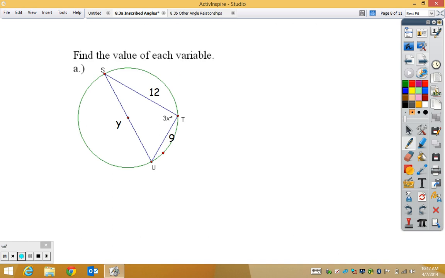So if we look now at this example, we want to find the value of our variables x and y. And again, we see we have a diameter, SU, crosses through the center of our circle. And so if we have that diameter, it's our hypotenuse of the triangle, it's the longest side. So we can say that this is a right triangle. So we'll first find the value of x, because this is a right angle. So we set 3x equal to 90. Divide both sides by 3, and we get x equals 30.